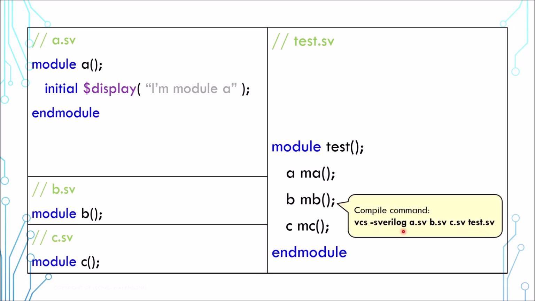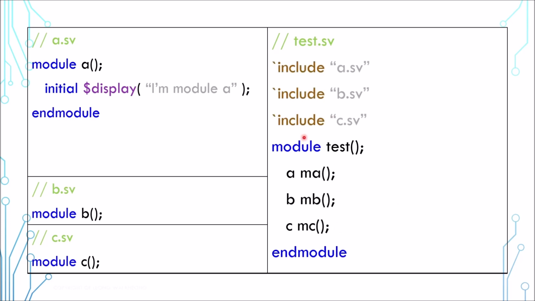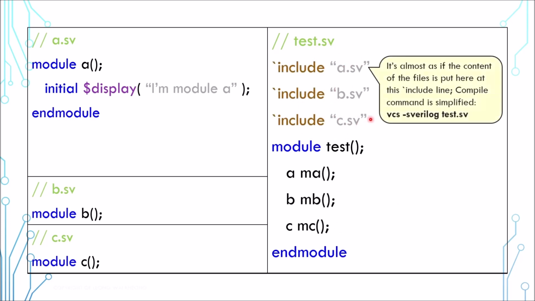One way to avoid changing the command is to use tick include. Here we include the files used by module test, and the command simply needs to compile test.sv. All the other files are found through the tick include. It is almost as if the contents of the file are right there in the include line.